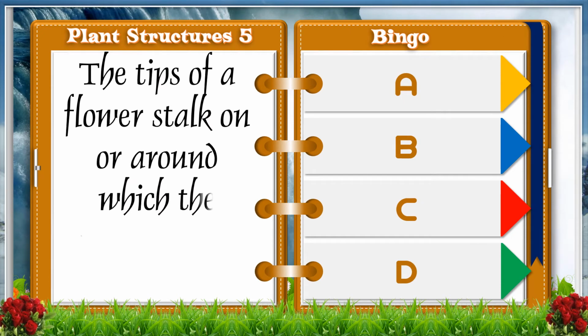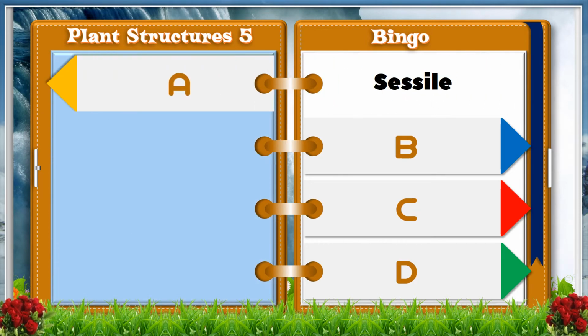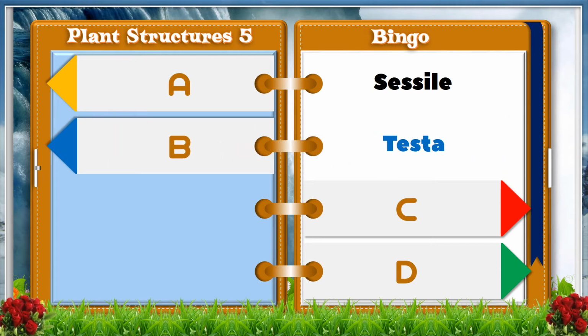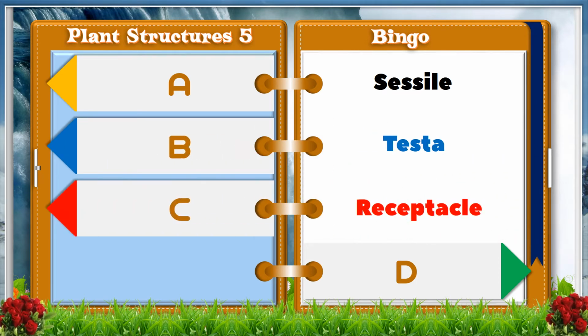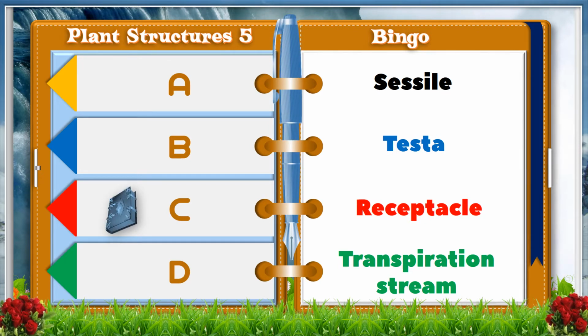The tip of a flower stalk on or around which the flower parts develop. A. Sessile. B. Testa. C. Receptacle. D. Transpiration stream. And the answer is C. Receptacle.